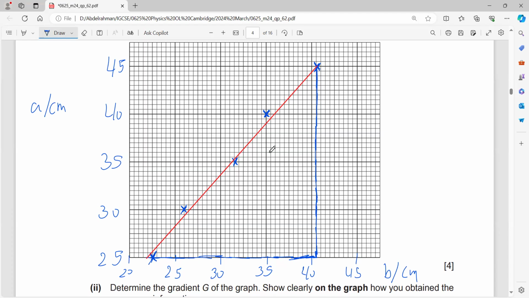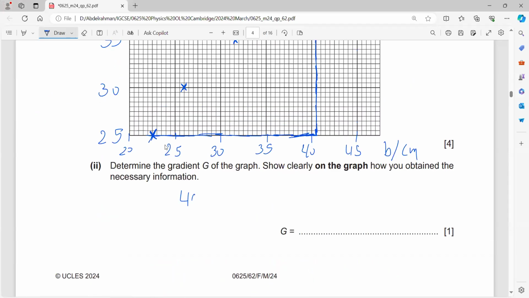Again, I drew the triangle method, and I can use the equation y2 minus y1 over x2 minus x1, which is basically the rise over run. In this case, 45 minus 25 over 40.5 minus 22.5. That's quite easy. 45 minus 25 over 40.5 minus 22.5. This would give a final answer of, let's calculate it quite quickly, 1.13.